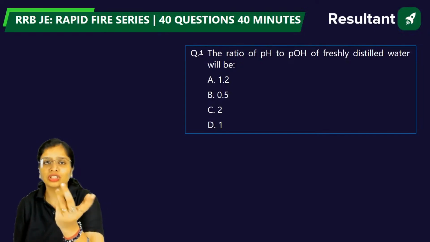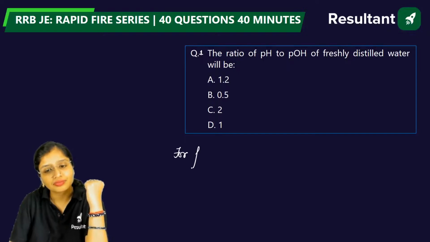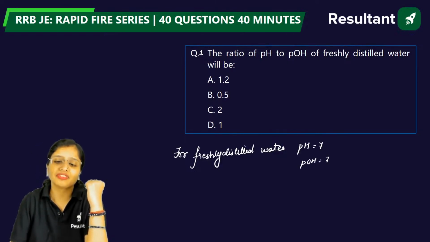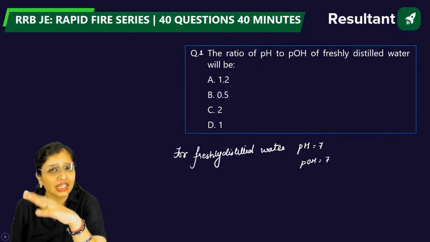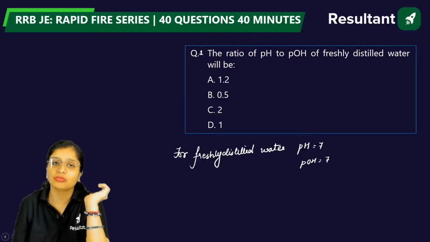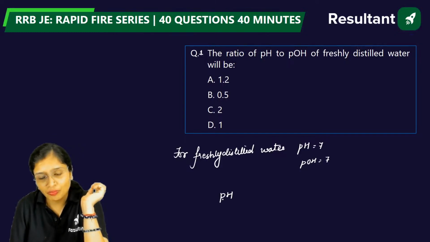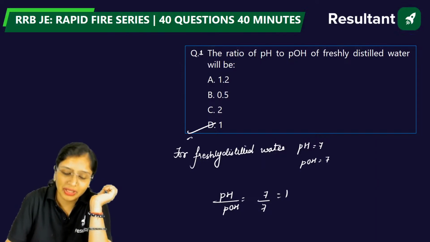2 moles of hydrogen and 1 mole of oxygen. So actually, for freshly distilled water, pH and pOH both are 7. Neither any minerals, nor any dissolved solids, nor any elements, nothing is there. Only 2 moles of hydrogen and 1 mole of oxygen. So both are the same. If I talk about the ratio of pH to pOH, this will be 7 by 7, that is 1. So the answer will be 1.